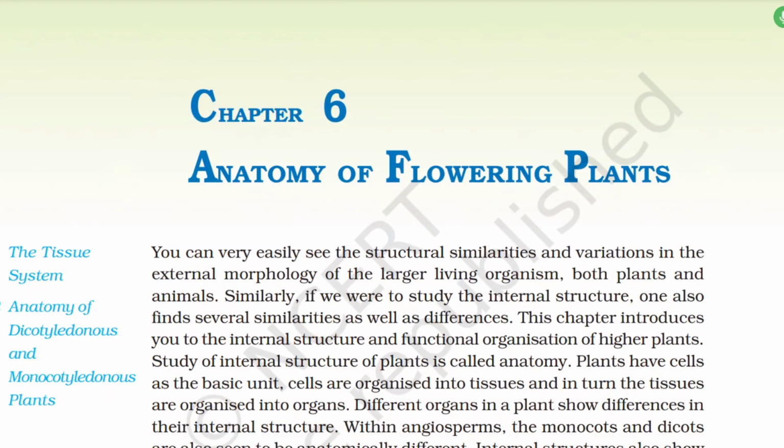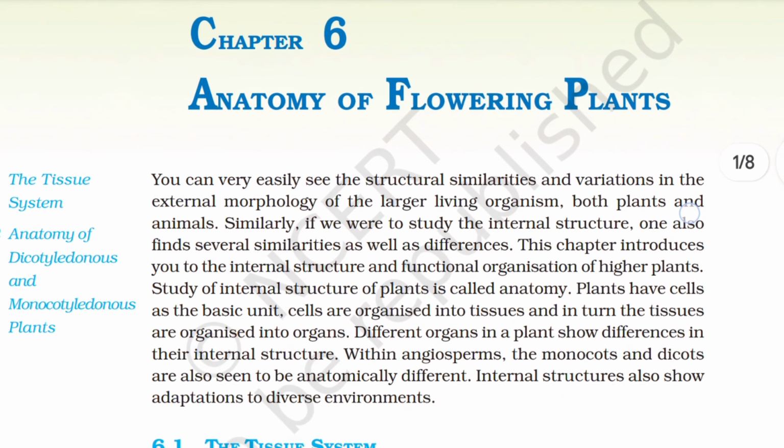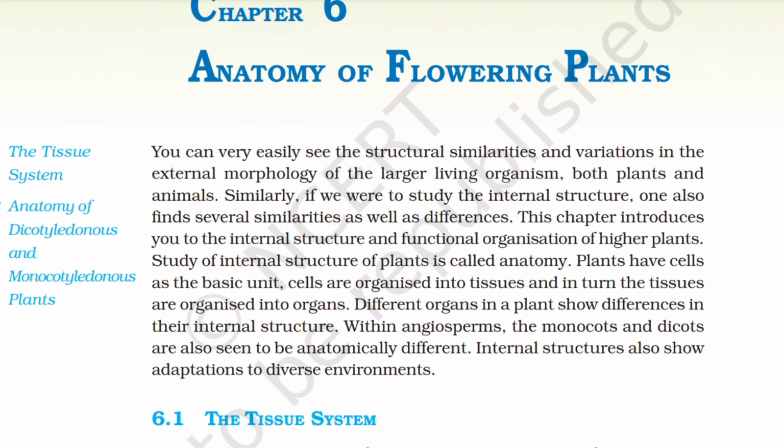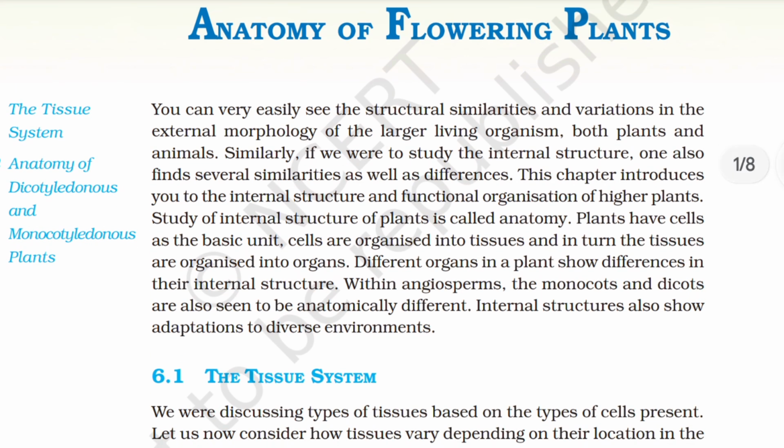Dear students, let's begin with the NCERT reading of Class 11, Chapter 6, Anatomy of Flowering Plants. You can very easily see the structural similarities and variations in the external morphology of the larger living organism, both plants and animals. Similarly, if we were to study the internal structure, one also finds several similarities as well as differences. This chapter introduces you to the internal structure and functional organization of higher plants.